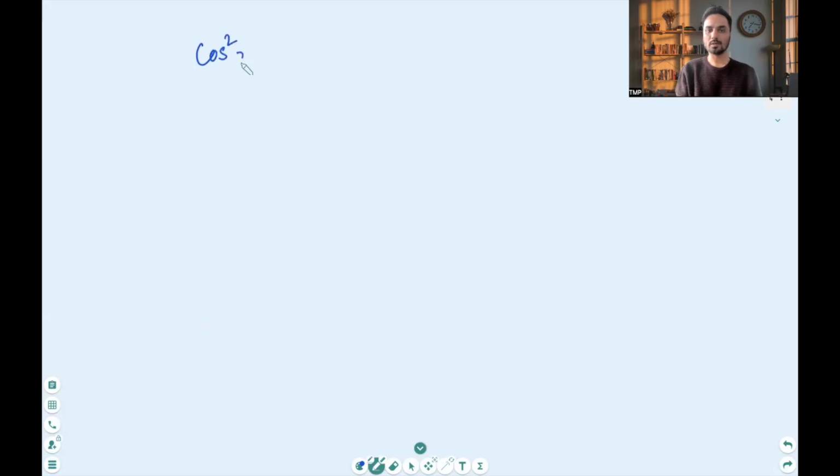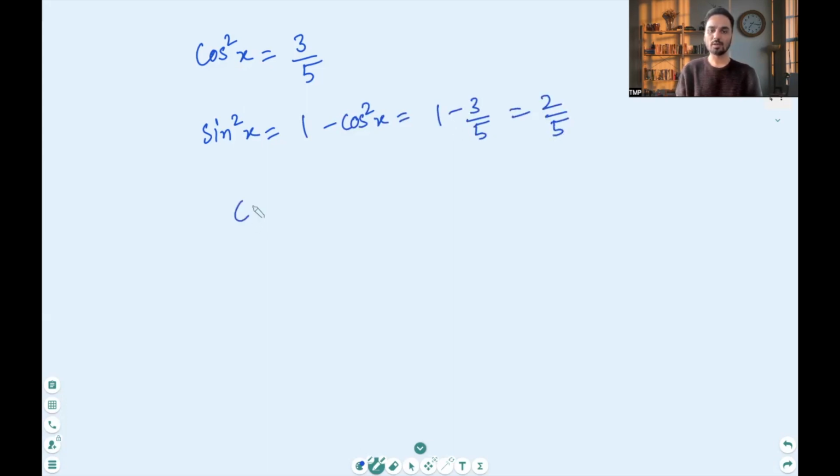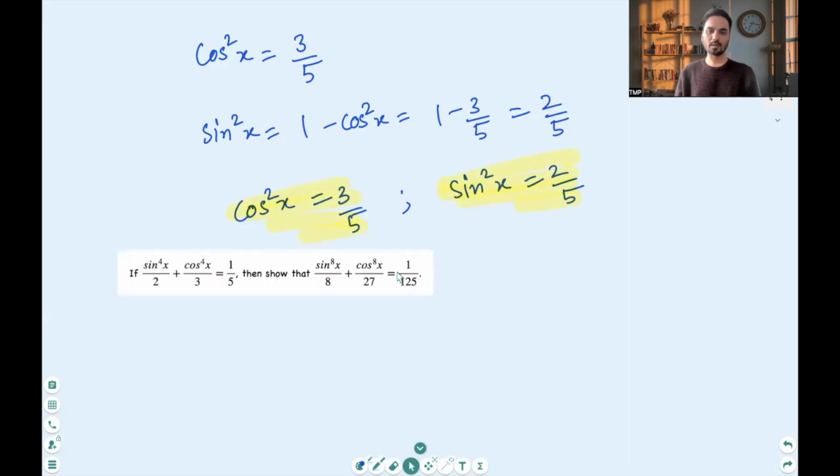And as cos²x is 3/5, and we know that sin²x is the same as 1 minus cos²x, so it is 1 − 3/5, or 2/5. So now we have the value of cos²x as 3/5 and sin²x as 2/5. And now let's take a look at what we wanted to prove. So we wanted to prove that sin⁸x/8 plus cos⁸x/27 equals 1/125.